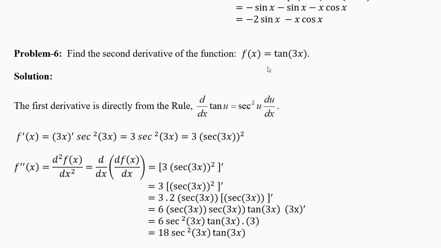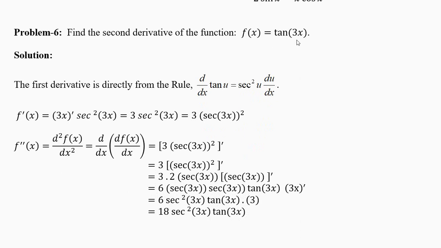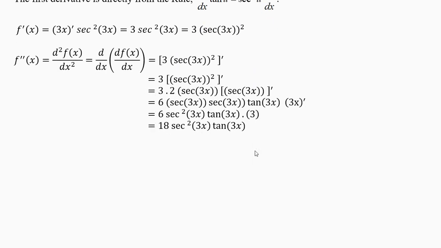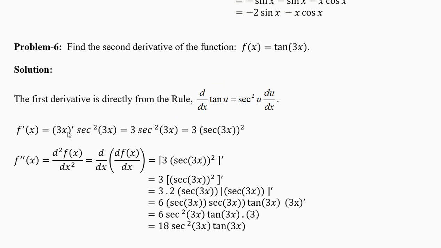Now find the second derivative of the tangent function tan 3x. The derivative of tan u is secant square u du by dx, and the derivative of u equal to 3x is 3. So you have 3 secant square 3x, which can be written as 3 into (secant 3x) whole square. Why we are writing it like this is so that you can carry forward to the second derivative. If you want only the first derivative, you can stop here.